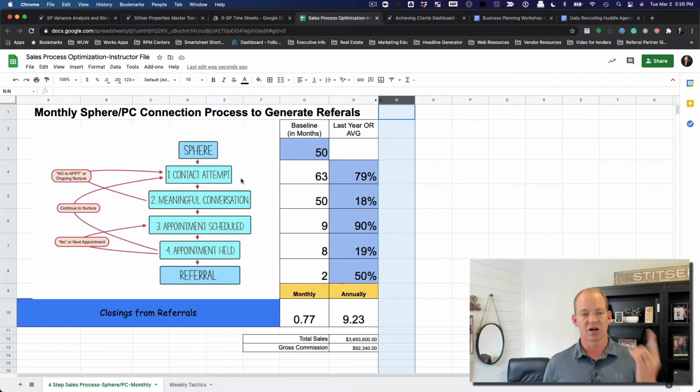Step number 1 is contact attempts. Okay, you cannot have a conversation without attempting to contact somebody. So for simplicity's sake, let's assume these are all phone calls. Okay, you have a contact attempt, you have a conversion ratio of those contact attempts into conversations. Okay, so the red arrow is the area at which there's a conversion percentage, and then the next meaningful outcome.